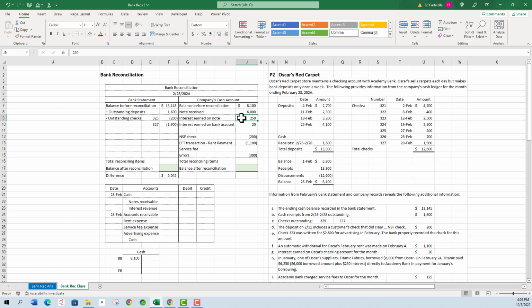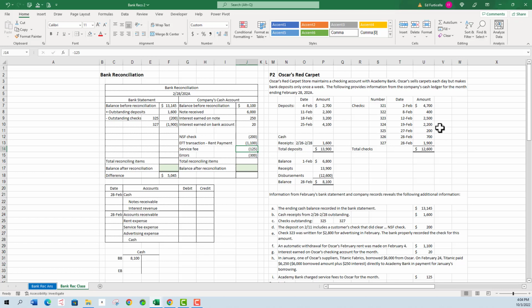Letter I states that the Academy Bank charged service fees to Oscar for the month, $125. Banks charge their customers service fees for processing deposits and cashing checks, as well as other financial services. The service fee is always an expense from the company's perspective. So when entering the service fee onto the bank reconciliation, we will enter it on the company's cash account side as a negative amount. For this problem, it will be a negative $125.